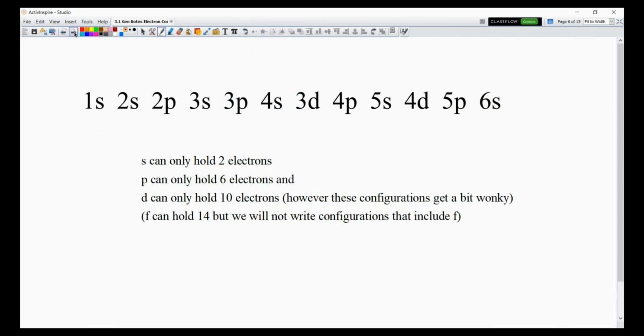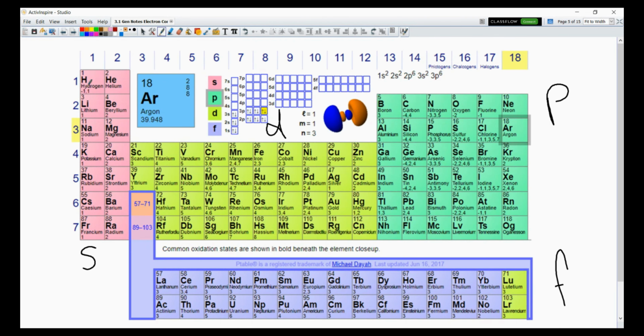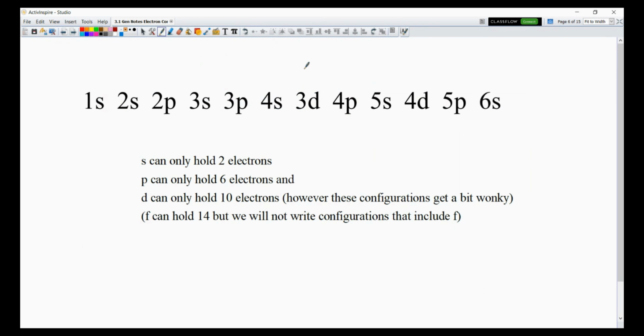Now let's look back at that. We have 1s, 2s, and then 2p, and then 3s and 3p. So 1s, 2s, 2p, 3s, 3p, 4s, 3d, 4p. And then on the fifth line, it's 5s, 4d, 5p. And then on the sixth row, it's 6s. So that's the order that they go in.